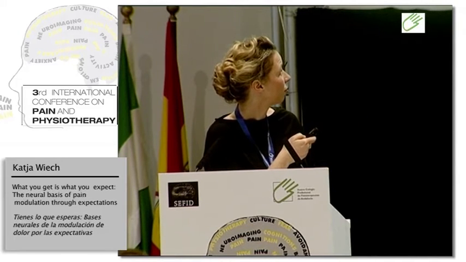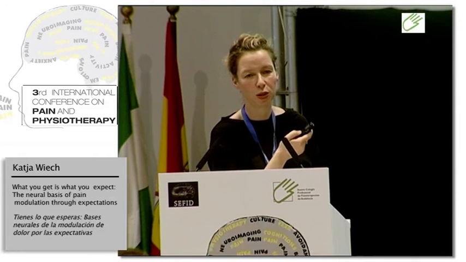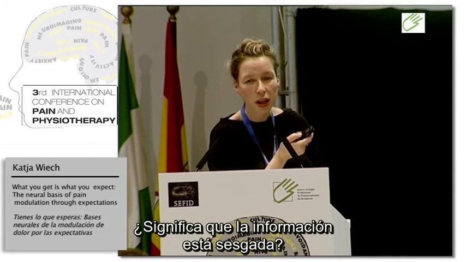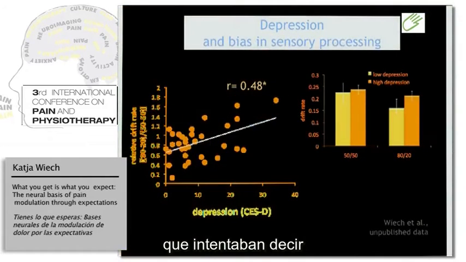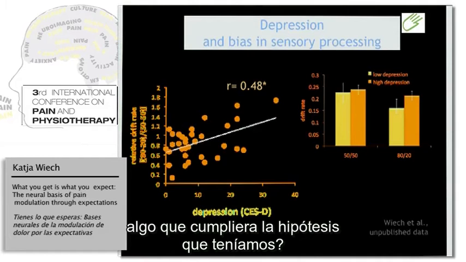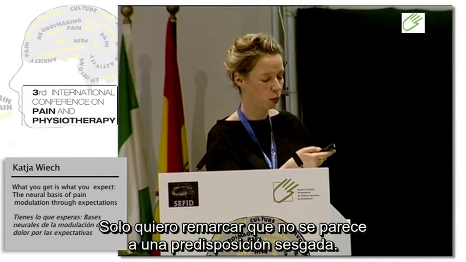Okay. So when we say decision-making bias, what do we mean? Do we just mean it's a report bias? Do we mean they are just telling us something in order to fulfill our, whatever our hypothesis was? And I just want to point out that it's very different from a reporting bias.